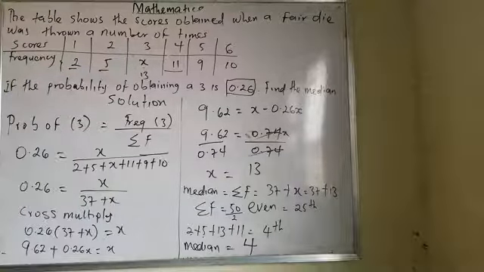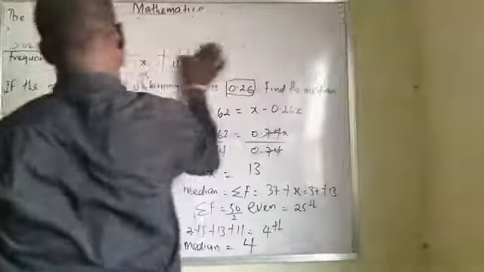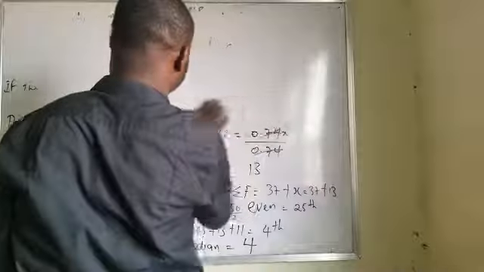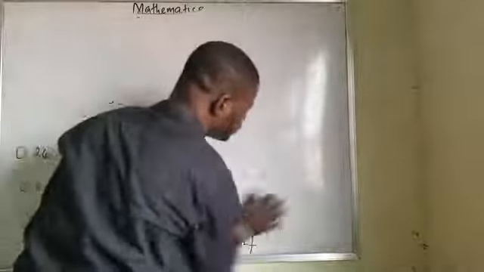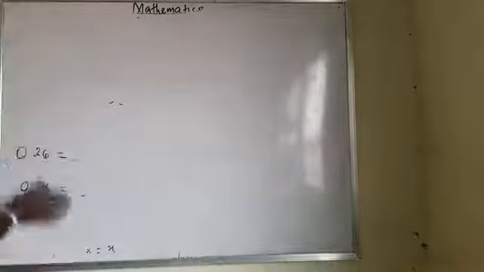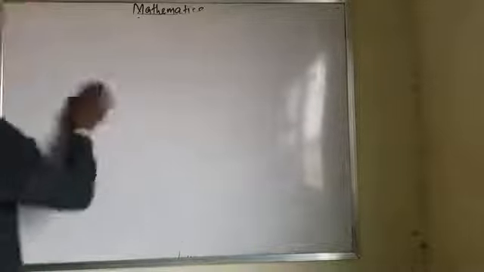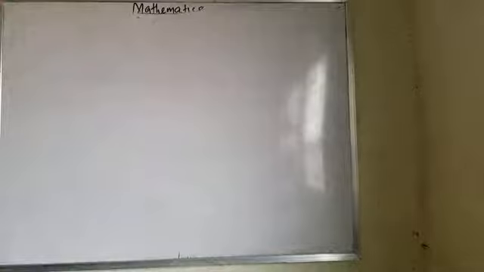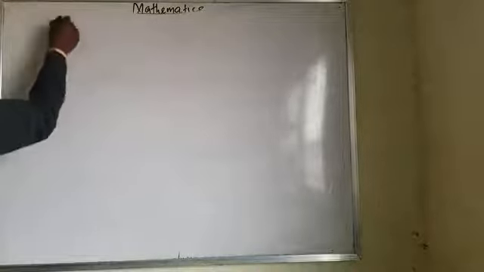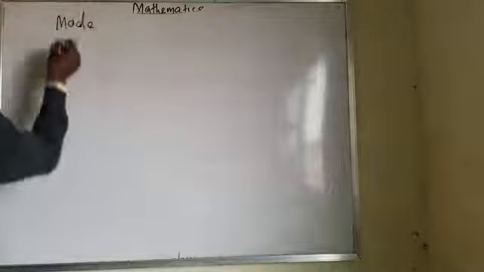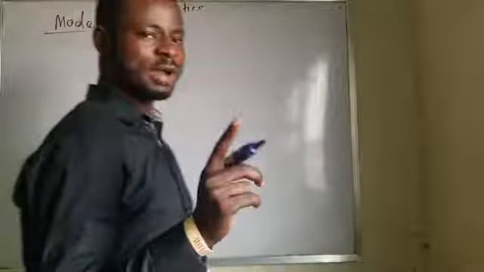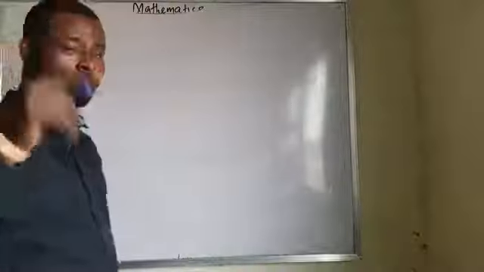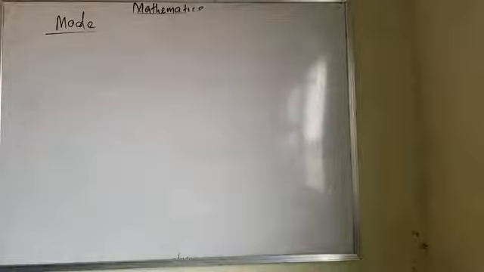Let me try to brief mode. Mode is not very hard. It's a very simple part of statistics. It's very, very simple to relate with mode. Take note of that. Now, let me quickly explain mode. Mode, we are talking about the highest occurring frequency. The highest value or highest data that occurs most. The most occurring data. That's what is called mode.